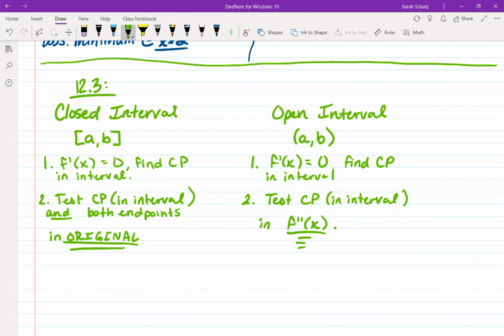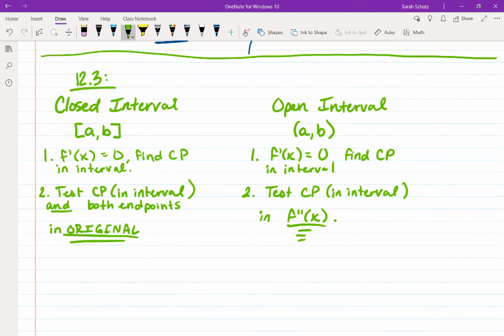But either way, you test them. You find out if they're a min or a max. Okay, so this is 12.3 in a nutshell. There's not a lot else I can do with the open intervals, like I said, because they're basically the same as what we've been doing this whole time.